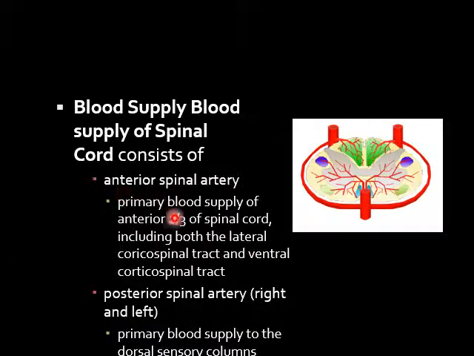So the anterior spinal artery supplies the anterior two-thirds of the spinal cord, including both lateral corticospinal tracts and the ventral corticospinal tract, while the posterior spinal artery is the primary supply to the dorsal sensory column. This cross-section nicely demonstrates the distribution of the blood supply, two posterior and one anterior spinal artery.